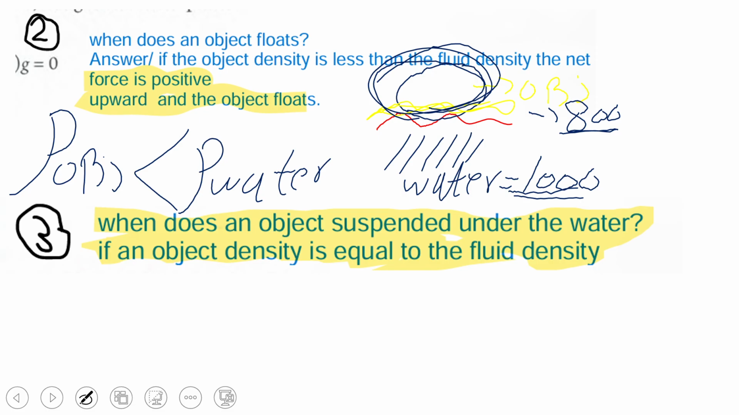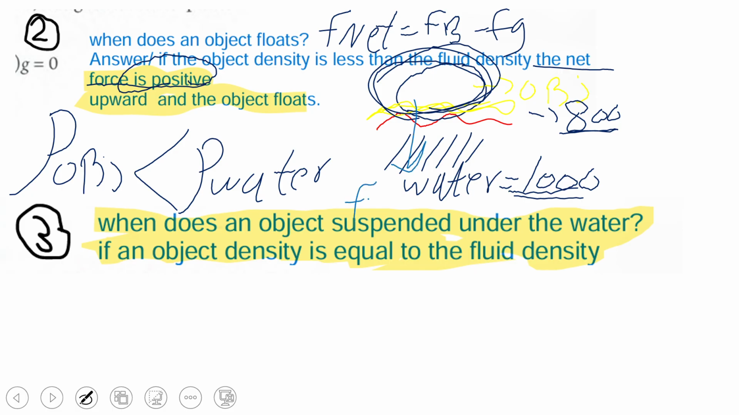In that case, the net force is positive, not like the previous question. We said it's negative, but in this case it's positive. Let me tell you why it's positive. What was the rule? F net equals buoyant force minus Fg. And as we mentioned, the direction of the gravity force is always downward, and the direction of the buoyant force is always upward.